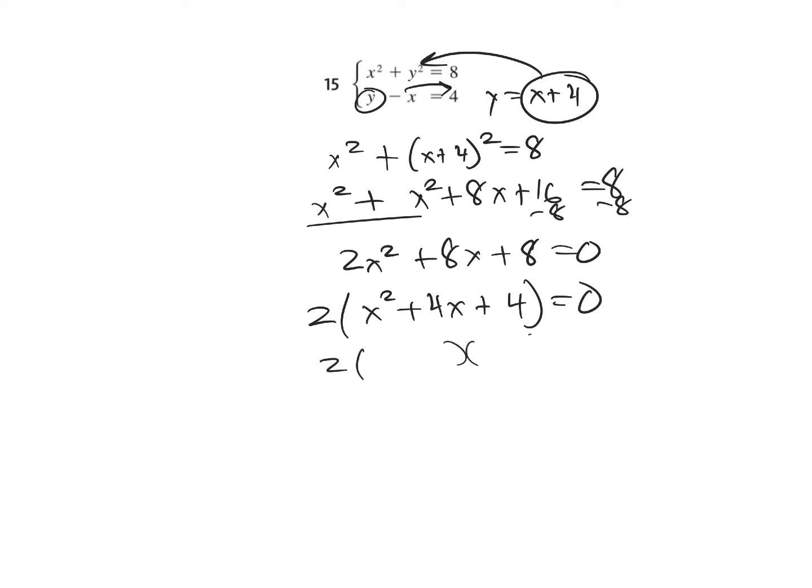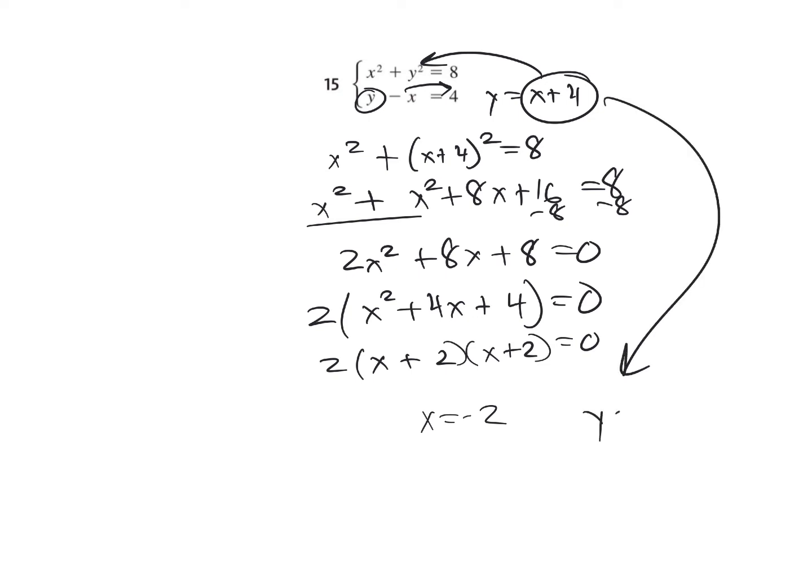And we get a trinomial that factors. Eventually, they're not going to factor. So, x is negative 2. So when x is negative 2, y equals 2. So negative 2, 2 would be your answer.